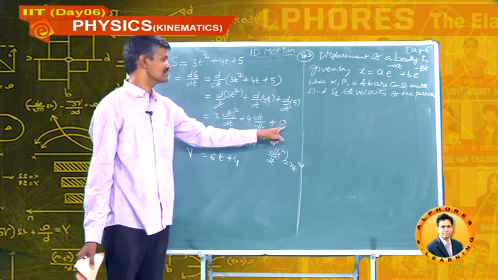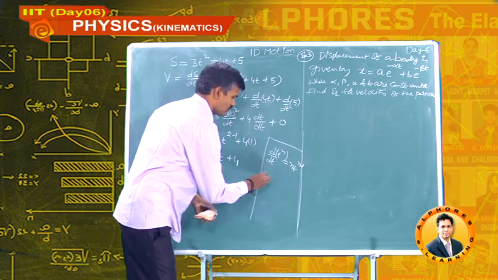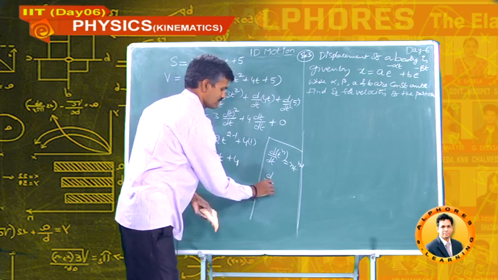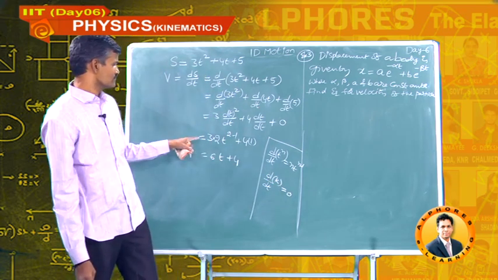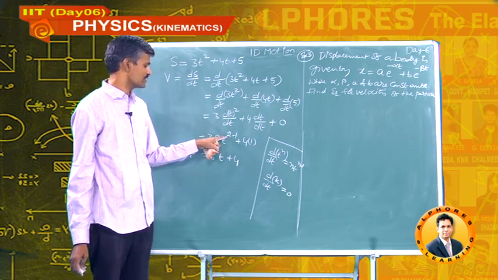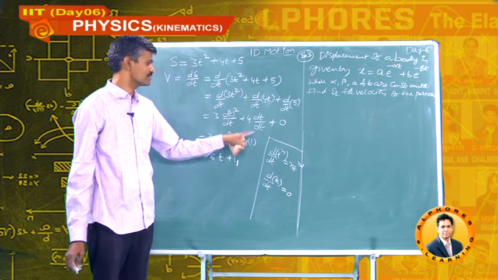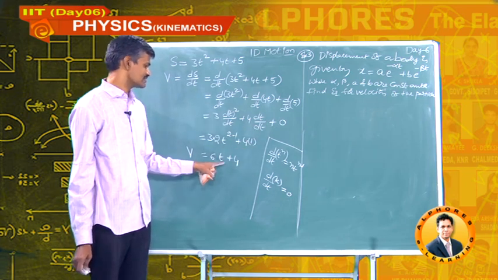Here why? Because the derivative of a constant is 0. So we know that d by dt of any constant is 0. So this is 3 times the derivative of t square, 2 into t power 2 minus 1, plus 4 into the derivative of t, which is 1. This is 6t plus 4.